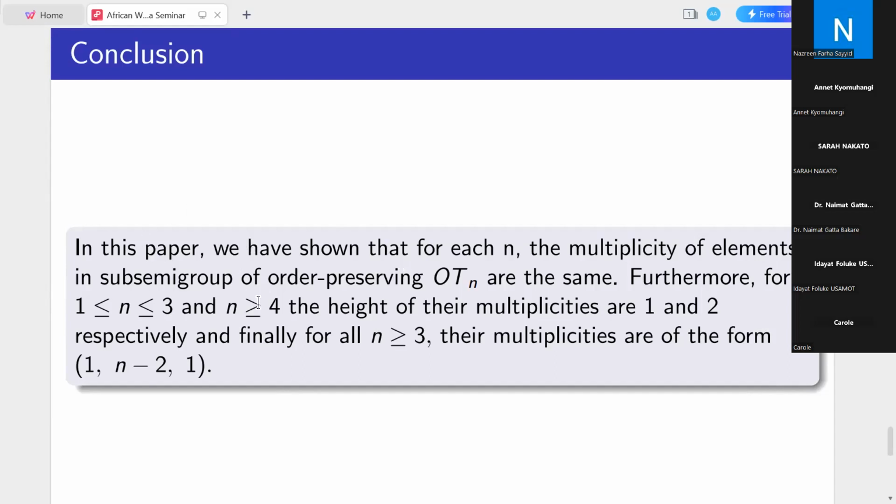And for n greater than 4, we always have the order of multiplicity, irrespective of any value of n, to be of height of what? To be of order 2. That is, the height of multiplicity is of order 2.